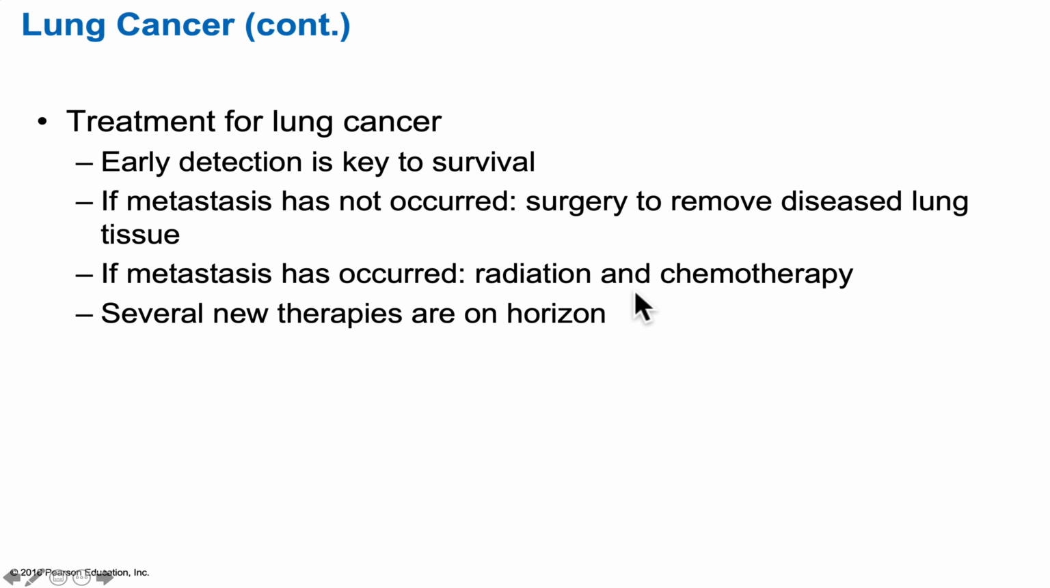Because lung cancer metastasizes aggressively and early, the key to survival is early detection. If the cancer has not metastasized before it's discovered, complete removal of the diseased lung has a greater potential for prolonging life and providing a cure. With metastatic lung cancer, radiation therapy and chemotherapy are the only option, but these have a low success rate. There are new therapies on the horizon, but unfortunately at this point we're pretty much limited to surgery, chemo, and radiation.